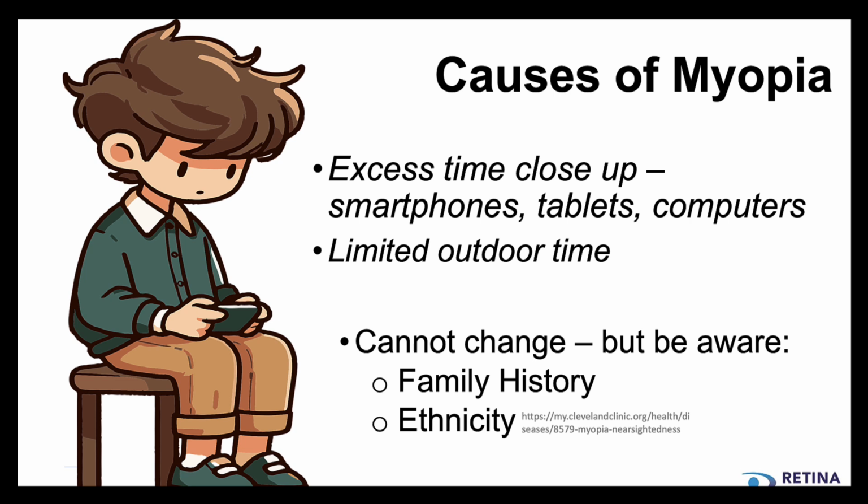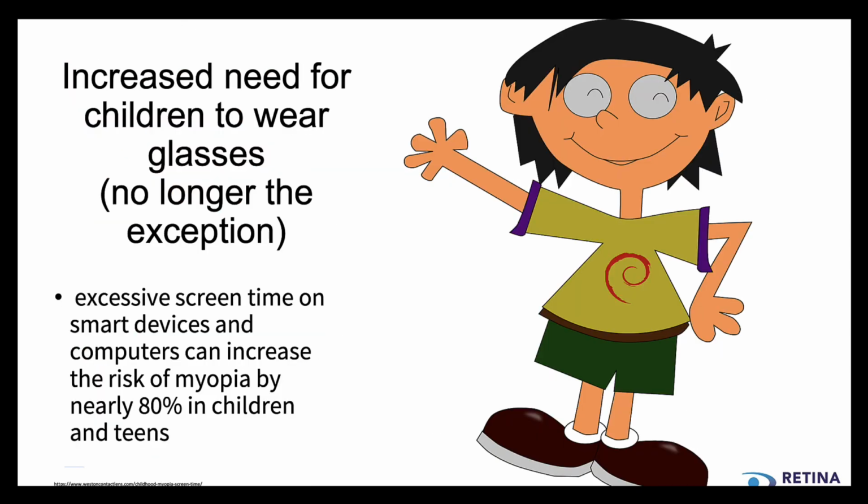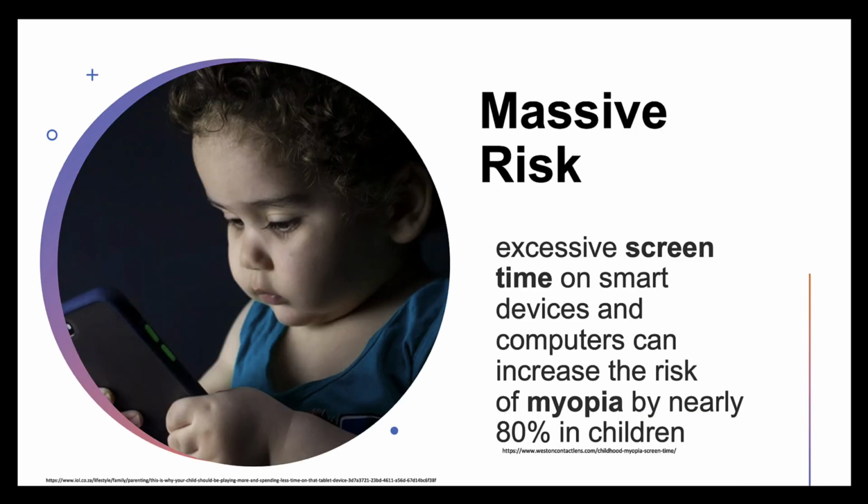There are some things that we cannot change, but we need to be aware of. If you have a family history of short-sightedness or myopia, chances are that you are predisposed to that as well. And ethnicity, although it does seem to affect just about everyone. It has become almost the norm for children to wear glasses. And more research is showing that in children, excess screen time can increase the risk of myopia by almost 80%. And this risk can affect even little babies.